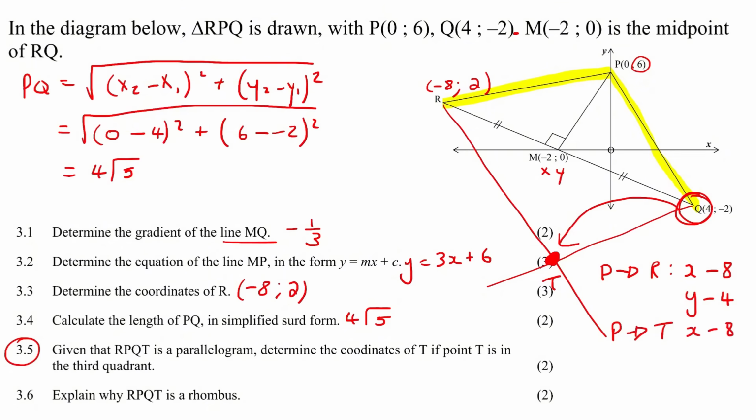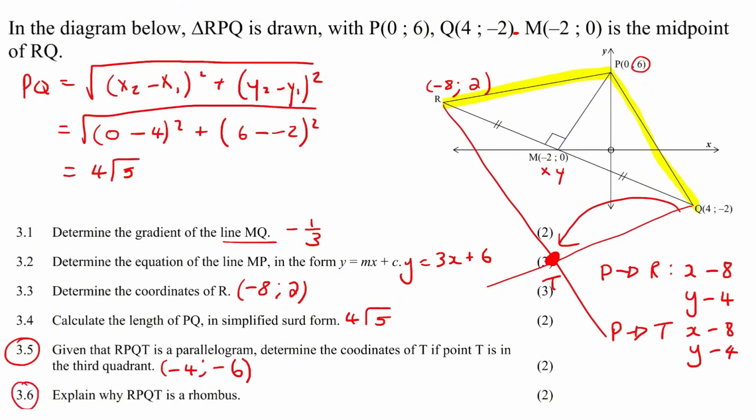The x values are going to go down by 8, and the y values are going to go down by 4. So then what you do is you just look at Q's coordinates. You take away 8 from the x value, so it goes to minus 4. And then you take away 4 from the y value, so that'll just go to minus 6. And that's it. You don't need to give a reason for that. On the memo, they literally give you 2 marks just for that.